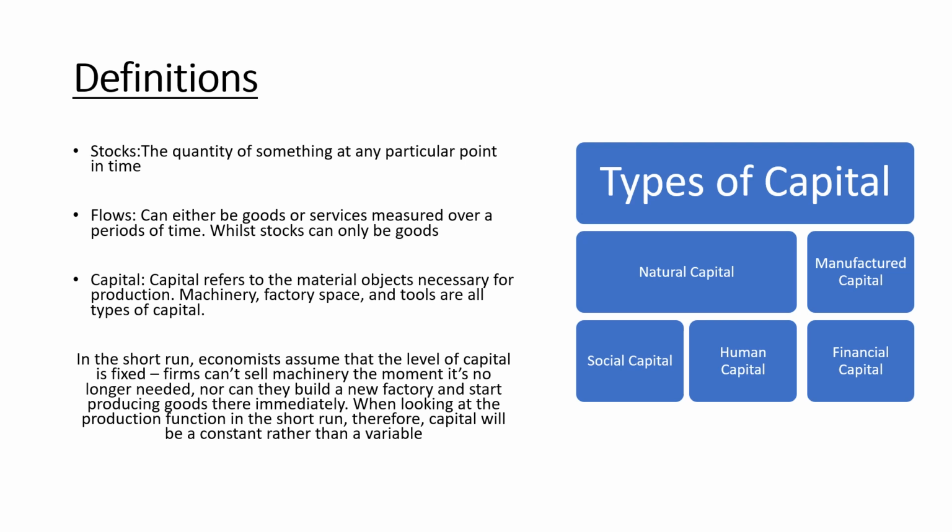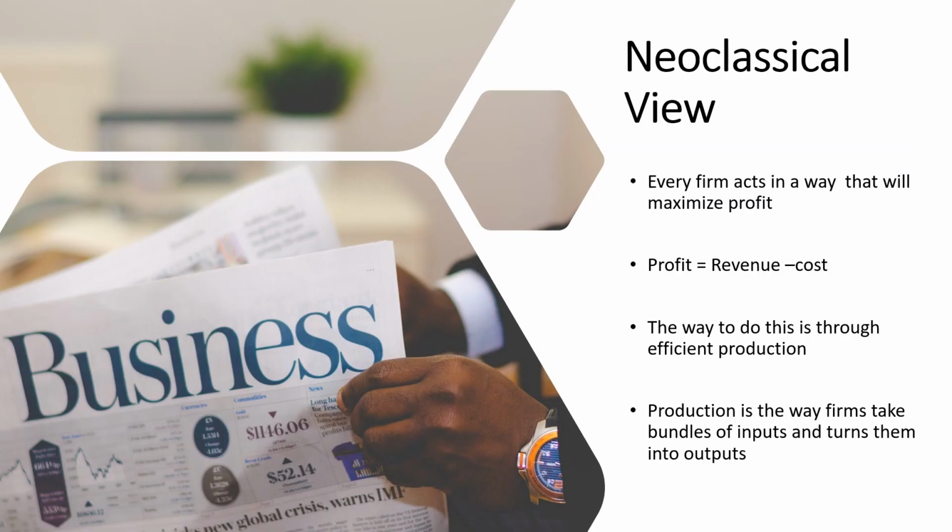In the short run, economists assume that the level of capital is fixed. So firms can't sell machinery the moment it's no longer needed, neither can they build a new factory and start producing goods there immediately. When looking at the production function, therefore, as we'll be doing in the next few slides, in the short run, capital will be a constant rather than a variable. And I just mentioned this on the first slide of definitions to get your mind prepared for when we really dig into these concepts of production function and short run and long run, but we'll be studying a lot more in the subsequent slides.